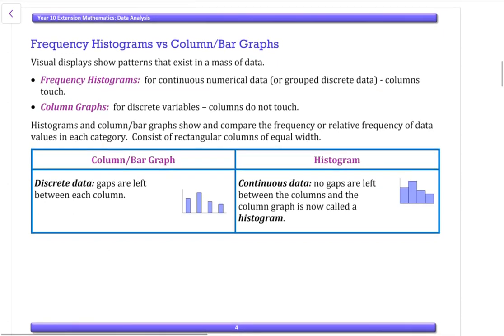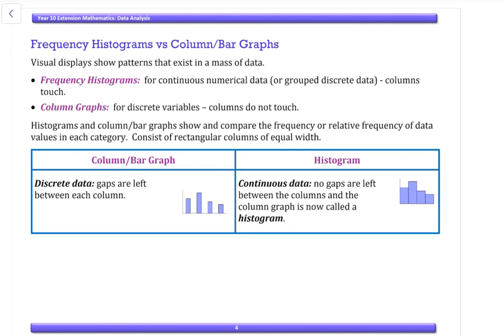So let's look at frequency histograms versus column bar graphs. Now visual displays show patterns that exist in a mass of data. Frequency histograms are for continuous numerical data, our quantitative data. It can also be for group discrete data, but most often it's for continuous data. So with a frequency histogram, our columns touch. Now column graphs are for discrete variables. The columns do not touch. We have to have gaps in between them.